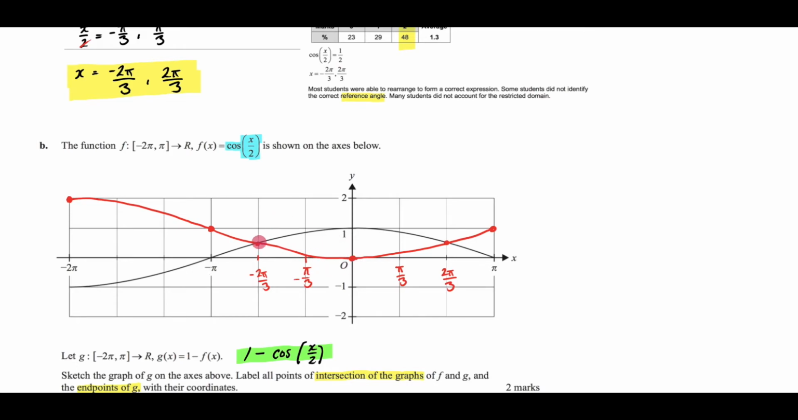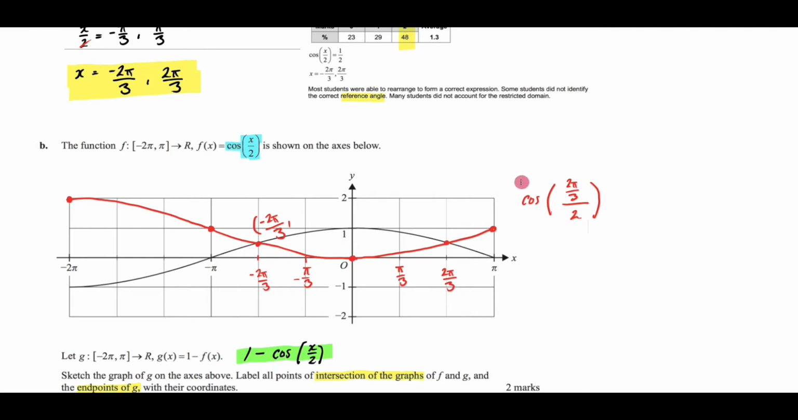All right, we also need to mark in what these points are. So we know that it's going to be negative 2 pi on 3 as my x. And what is my y going to be? Well, I simply just need to sub that into my f of x. So if I was to do that, to find what my y is, it's just going to be cos of 2 pi on 3 over 2.